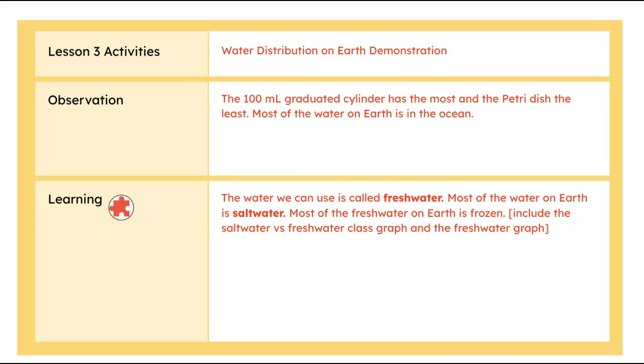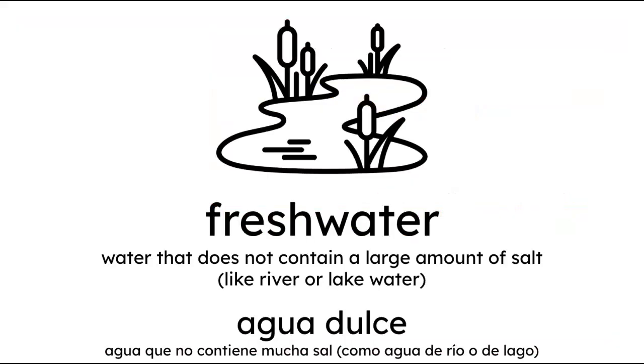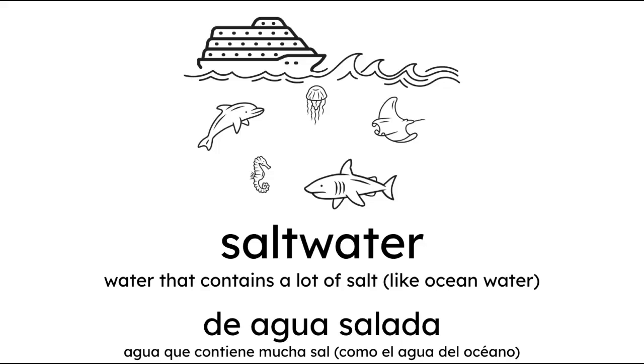By the end of the discussion, students should understand that the water we can use is called freshwater. Most of the water on Earth is saltwater. Most of the freshwater on Earth is frozen. You'll include the saltwater versus freshwater class graph and the freshwater graph that you create in student journals. You can also post and discuss the freshwater and saltwater vocabulary cards.